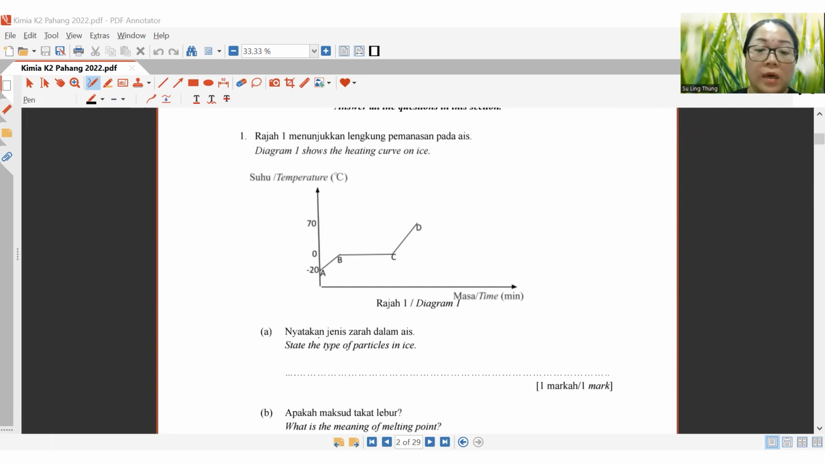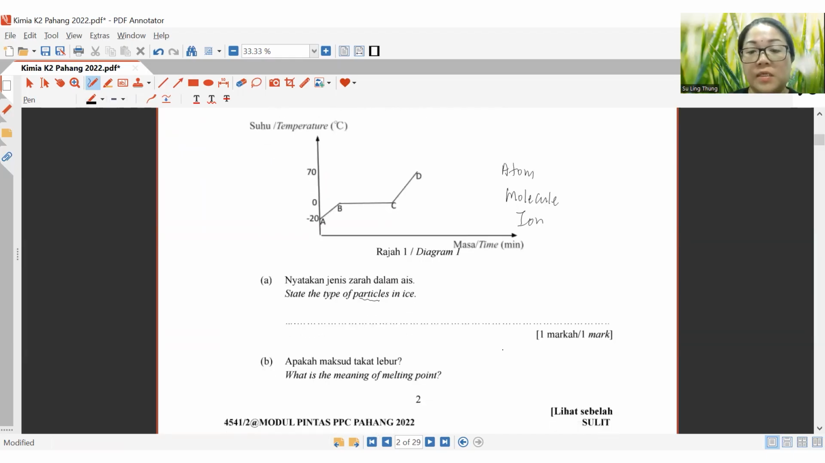When you are asked this type of question, type of particles, it will be either atom, molecule, or ion. In this case, if it is in ice form, normally it's not atom, because ice comes from water. So ice is basically a molecule. You always look back to its original state, which is water.